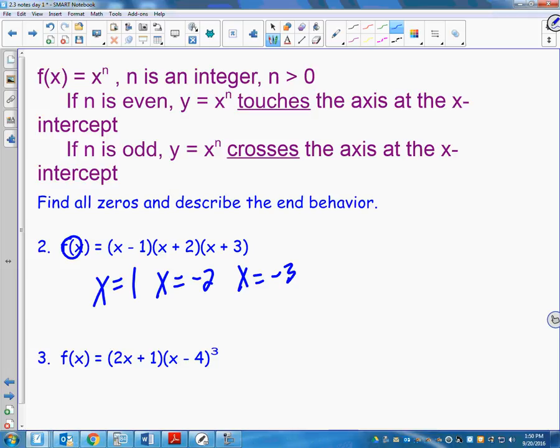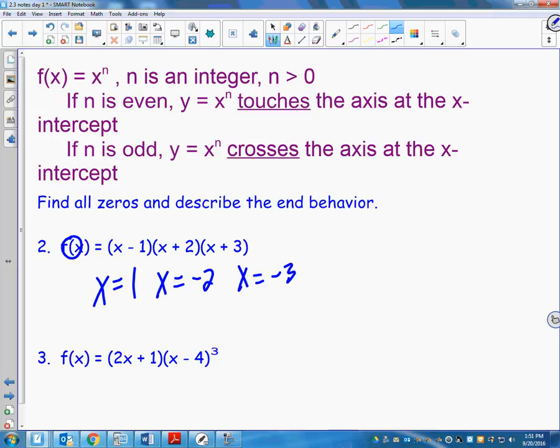Just kind of relating it back up here, the exponent on all these zeros right now, all of those are just to the power of 1, so all of those would just cross through the x-axis. But if there was a 2 right there on the x plus 3, that means at -3, it would just touch and it wouldn't cross. So that's what I mean about touching and crossing. It's about what the exponent is on this.